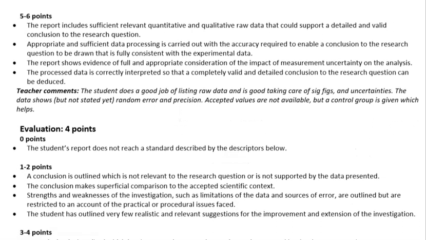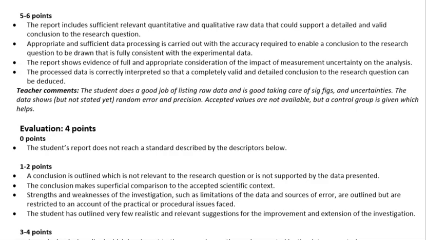And so if you look at it, it says the report includes sufficient relevant quantitative and qualitative raw data that could support a detailed and valid conclusion. So you need to have the data that you collected there. It needs to be appropriate, and then sufficient. Like you have to have enough data. So we're looking at 5x5s. There's so much that's not stated clearly that's within it. If you have fewer trials for whatever reason, you can definitely lose points.